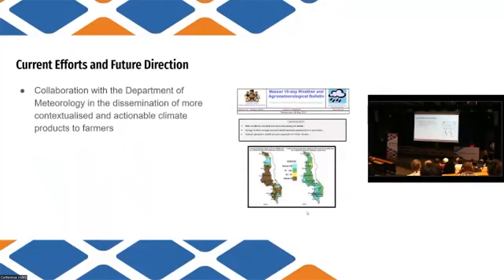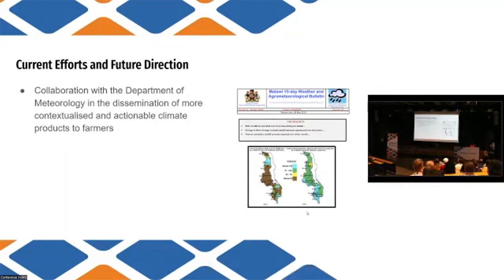Lastly, we cannot forget the ones that are mandated to generate climate information. We work together, so we want the department to be able to disseminate more consumerized and actionable climate products to the farmers, because currently the climate products that they are producing are at high level, at national level, but we want to find a way so that the analysis should go as low as the community level when they are developing their climate products.